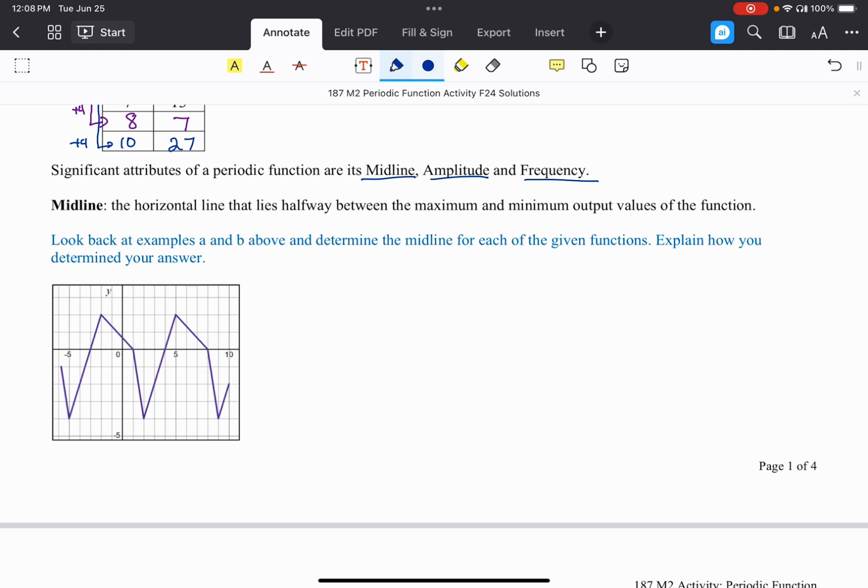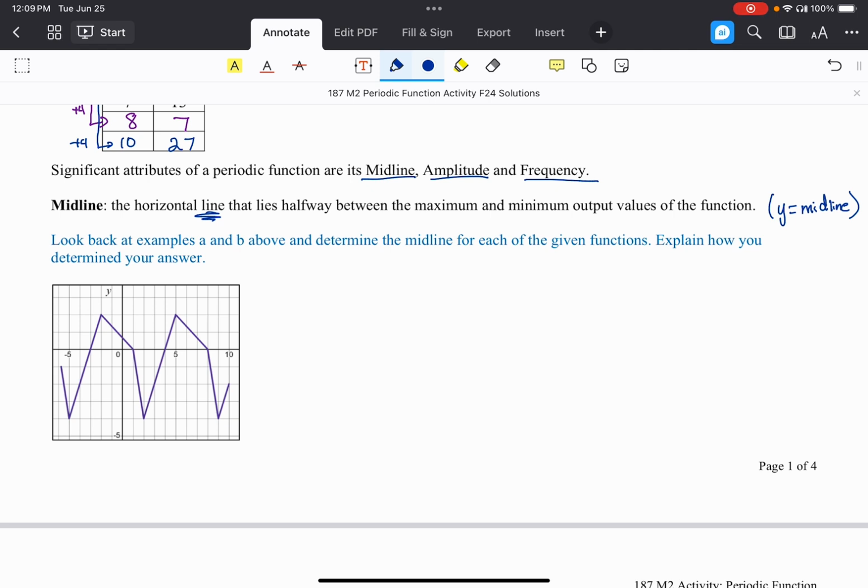So we're going to start with the midline. The midline is a line, and I'm going to stress that it's a line, that lies halfway between the maximum and minimum output values of a function. Being a line, it is a horizontal line, and so we write the equation as y equals the midline.